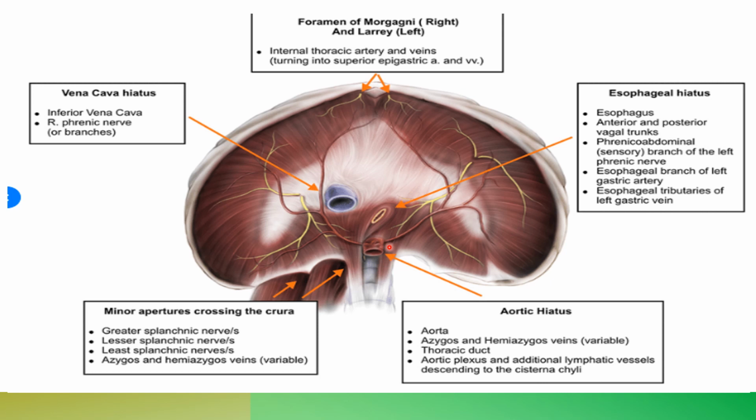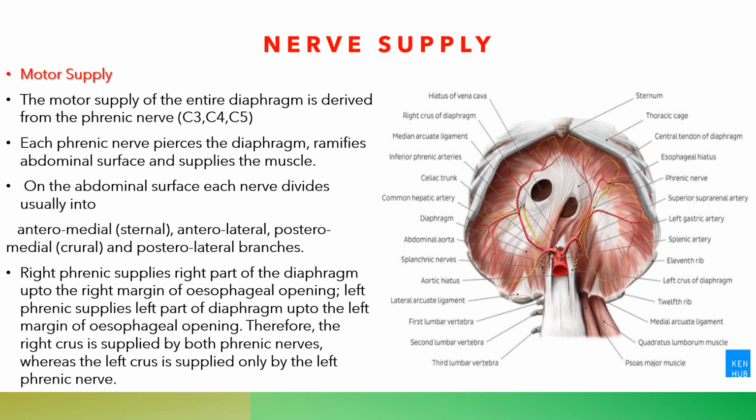So here we can make out the aortic hiatus. What are the structures passing from it? The aorta, azygous and hemiazygous veins, thoracic duct, aortic plexus and additional lymphatic vessels descending to the cisterna chyli. Then we have the esophageal hiatus: esophagus, anterior and posterior vagal trunks, phrenico-abdominal branch of the left phrenic nerve, esophageal branch of left gastric artery, and esophageal tributaries of the left gastric vein. So this is about the openings of the diaphragm, both the major and minor.